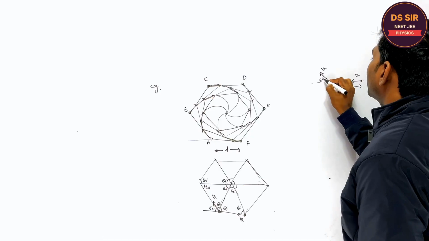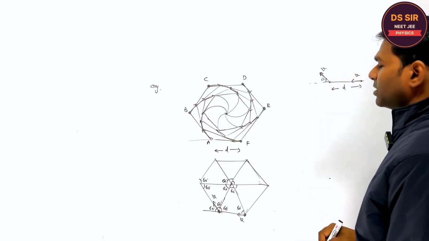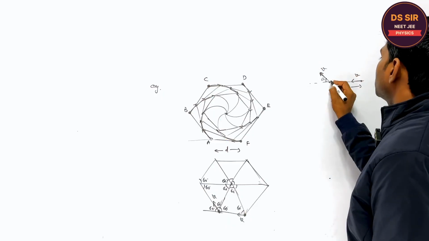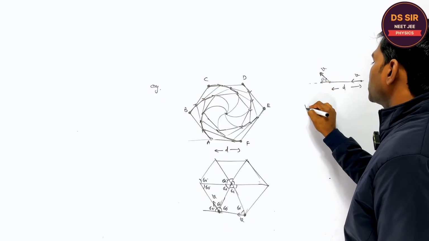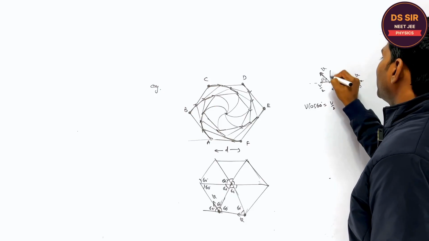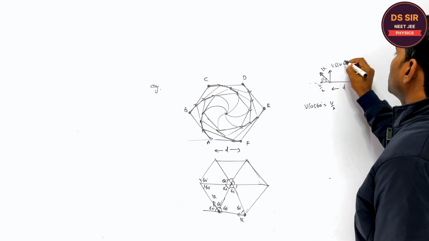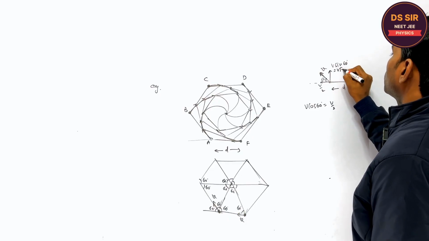Right? This is 60 degrees. Is it clear or not? This is the V, and this velocity is what? Say V cos 60. What is the value of V cos 60? It is equal to V by 2, right? And this is what? V sin 60, which is equal to V root 3 by 2.